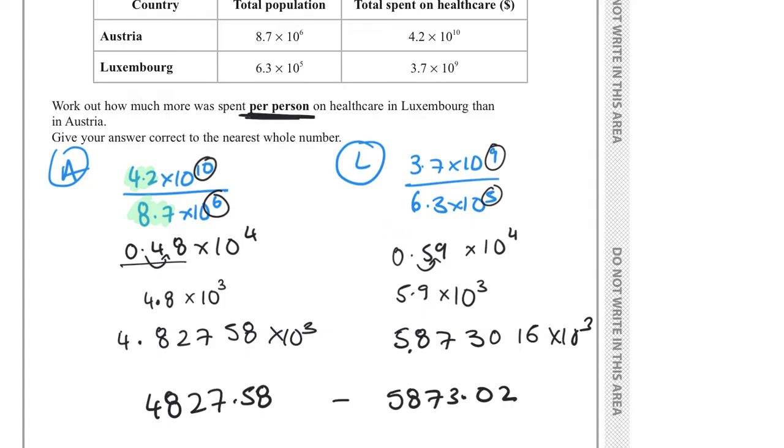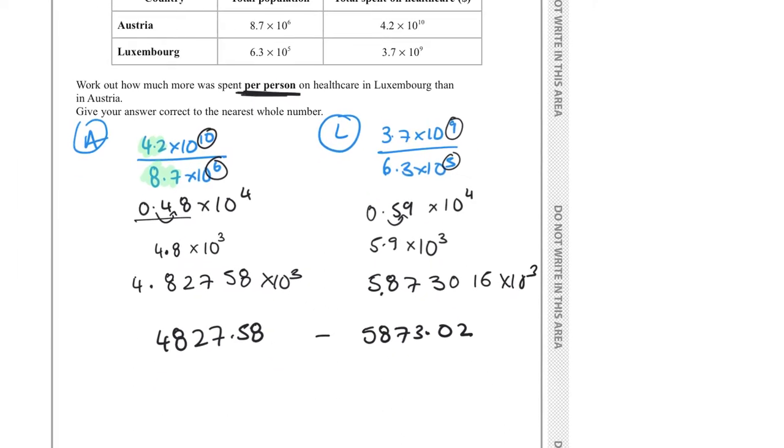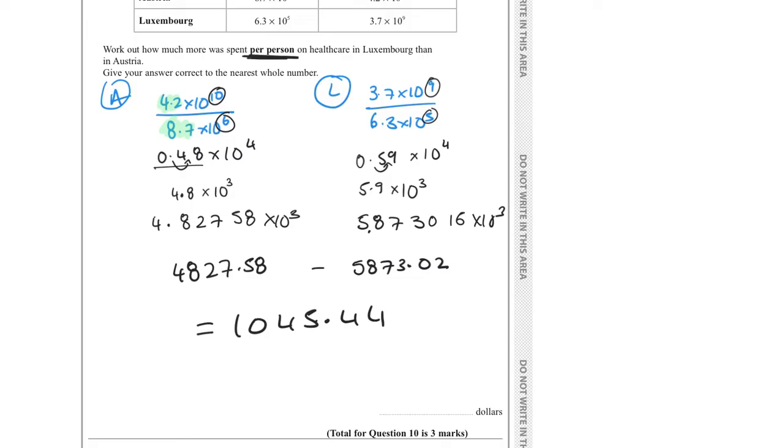So 5,873.02 minus 4,827.58 equals 1,045.44. Nearest whole number? 1,045 dollars. If I'm going to be fully honest, perfect. Okay, so I think this is pretty much for the foundation paper. Maybe question 11, maybe not. Okay, so let's go to question 11.